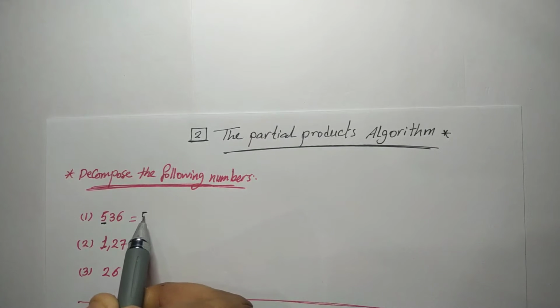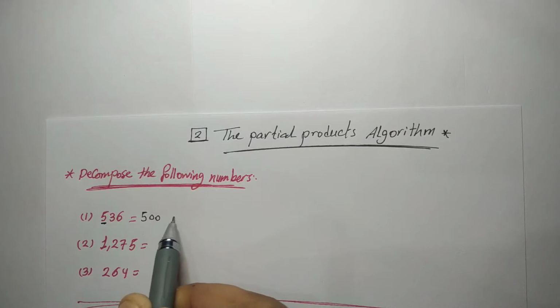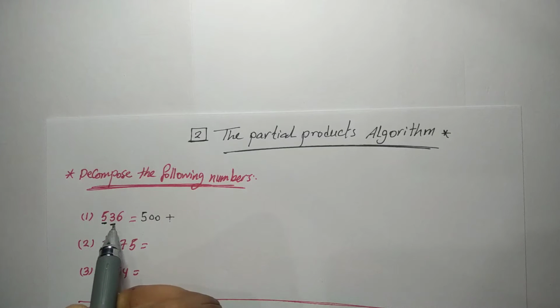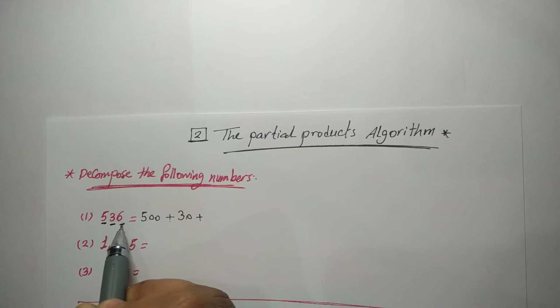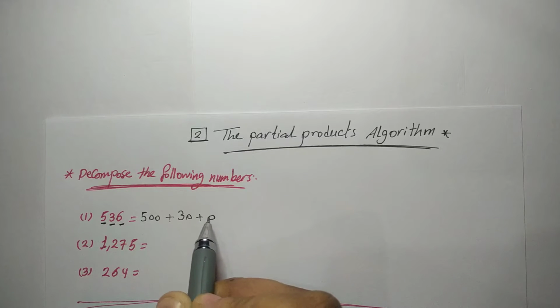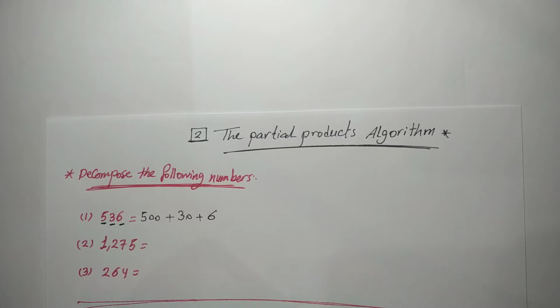500, so I will write 5 and 2 zeros, plus this is 3 in the tens place, so it will be 30, and this 6 in the ones place, so it will be 6. Another way: this is 5, and count how many digits before it. 1, 2, so I will write 5 and 2 zeros. I will write 3, before it is 1 digit, so I will write 0. This 6, there is no digit before it, I will write 6.